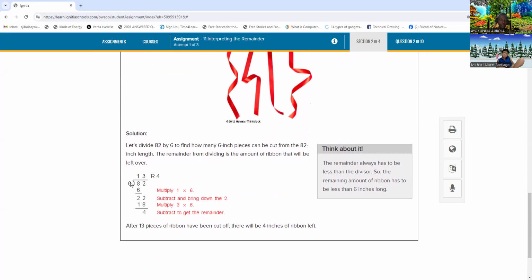Then you bring down 2. 6 in 22 is 3. 3 times 6 gives me 18. Then 22 minus 18 gives me 4. Is that clear? Okay. So the quotient is 13 and the remainder is 4. So after 13 pieces of ribbon of 6 inches each have been cut off, there will be 4 inches of ribbon left. Okay?